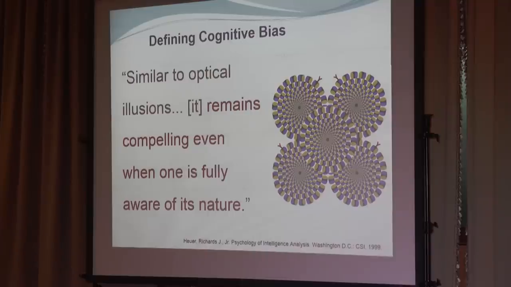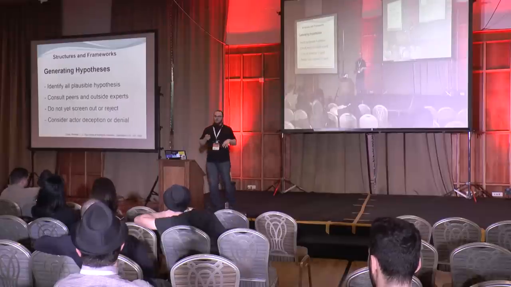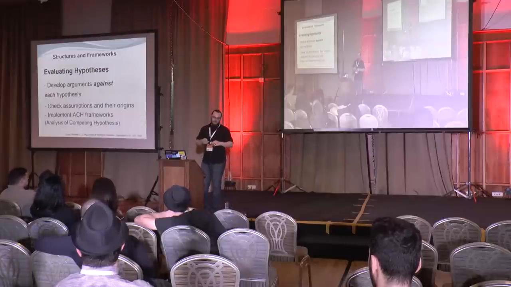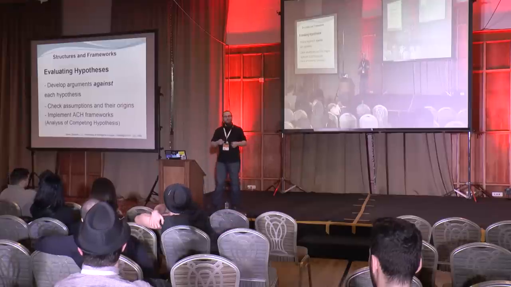So you can actively seek out peer review, diverse outside expertise, and alternative mindsets that will help you mitigate some of that. But Dr. Richard Heuer says that similar to an optical illusion, don't stare at that too long, they remain compelling even when you're fully aware of their nature. So we can implement frameworks. One is the checklists for analysts, and I can give you the extended slides for these. You can actually go through them slowly. That one was developed by the CIA back in the 60s to help have their intelligence become more and more useful.